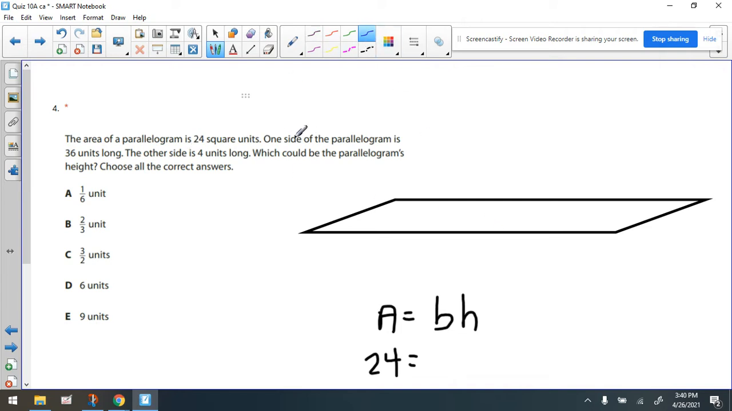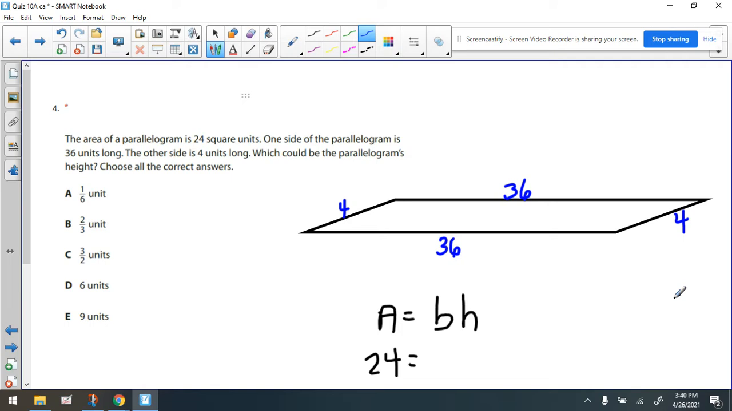So they mention this. One side of the parallelogram is 36 units long. So let's say that that's this line right here, 36. It says the other side is 4 units long. So let's say it's that. Which could be the parallelogram's height? Choose all the correct answers. So keep in mind, if this is 36, then that would imply that this is 36. And if this is 4, that would imply that this is 4.